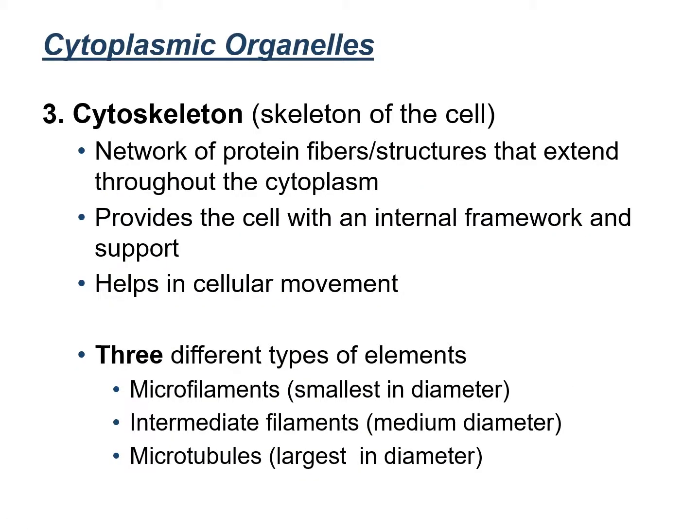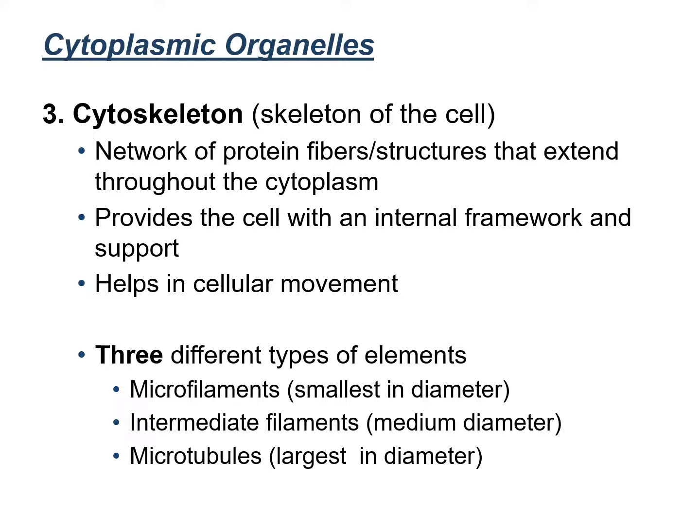Cytoskeleton is the next non-membranous organelle. This is the skeleton of the cell. If it is a skeleton of a tiny cell, it is actually a really thin thread-like structure, and these thread-like structures are protein fibers which are spread all over the cytoplasm. The cytoskeleton helps the cell to maintain its shape. It also helps the cell to move.